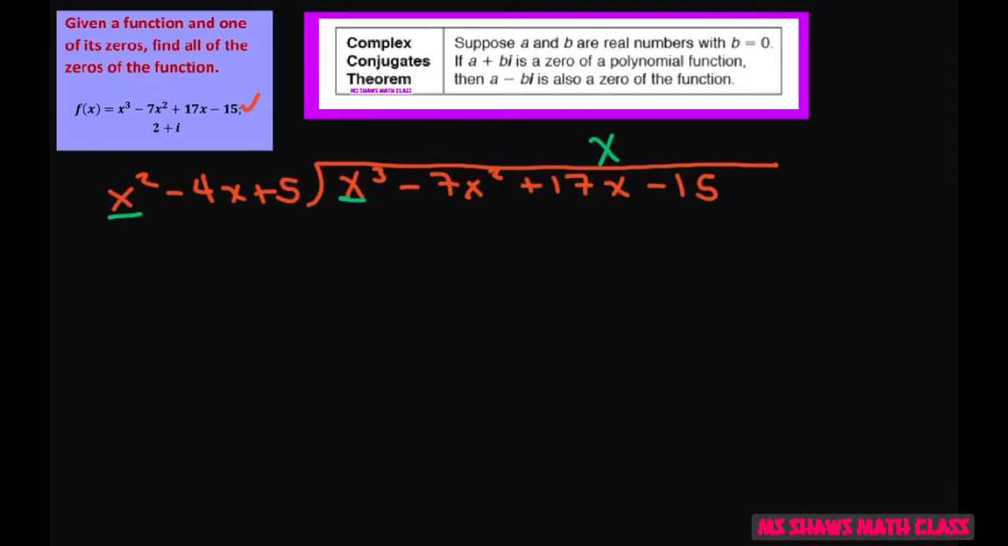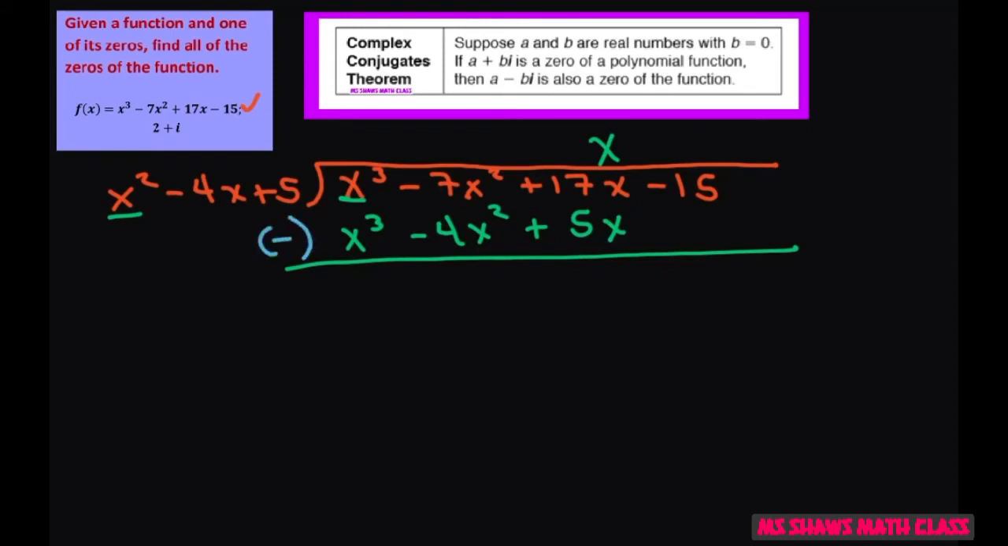So multiply x through all this, and you get x cubed minus 4x squared plus 5x. And then we're going to subtract. We subtract each term, so this just zeros out. And -7 minus a -4 is -3x squared. And 17 minus a +5 is 17 minus 5, which is plus 12x. And bring down your -15.